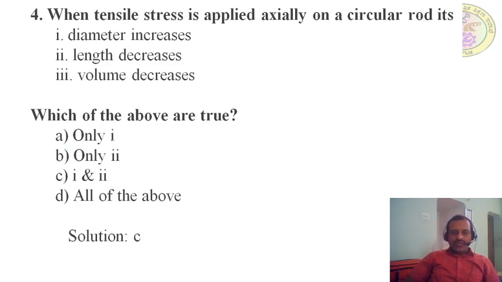A only 1, B only 2, C first and 2, and D all of the above. So the solution here is C, that is 1 and 2, both 1 and 2, that is the diameter increases and length decreases.